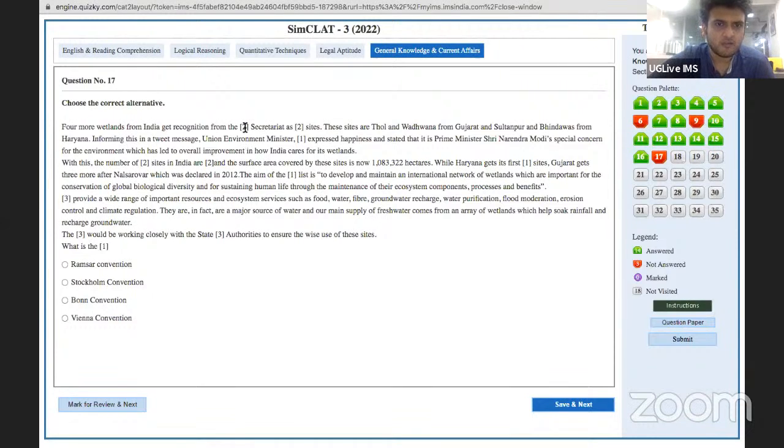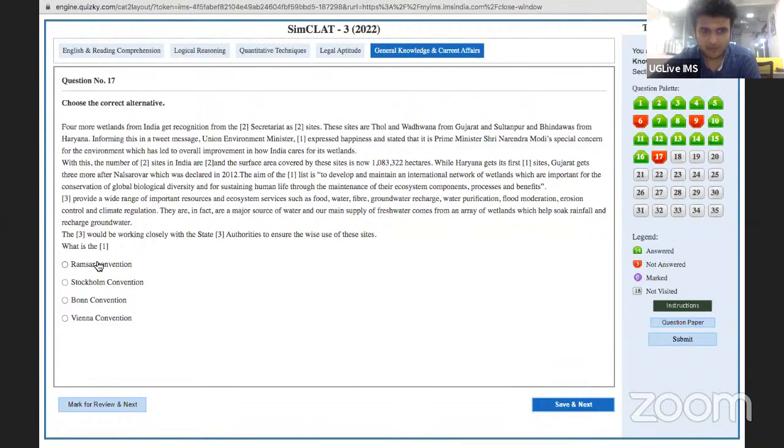So, this I think will be one. It gets recognition from which convention is what the question is asking. Is it Ramsar Convention, Stockholm, Bonn, Vienna? Even a person who can take an informed guess can easily answer this question. What do you think should be the answer?